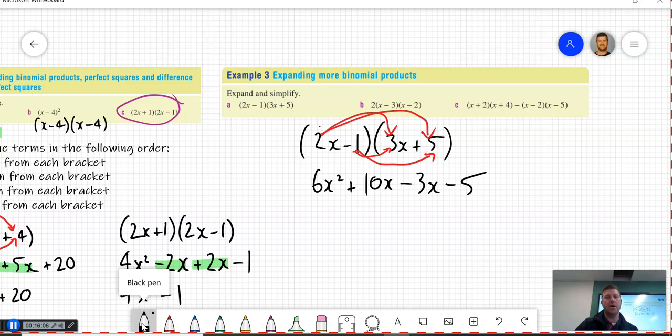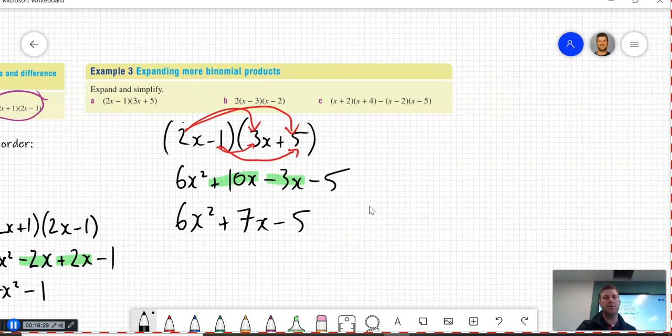At this point, I have 4 terms in my expression. 2 of those are like terms, positive 10x and negative 3x. So I can simplify that by collecting those. 6x squared plus 7x, take 5. The last example I'm going to show you is a little bit more complicated.